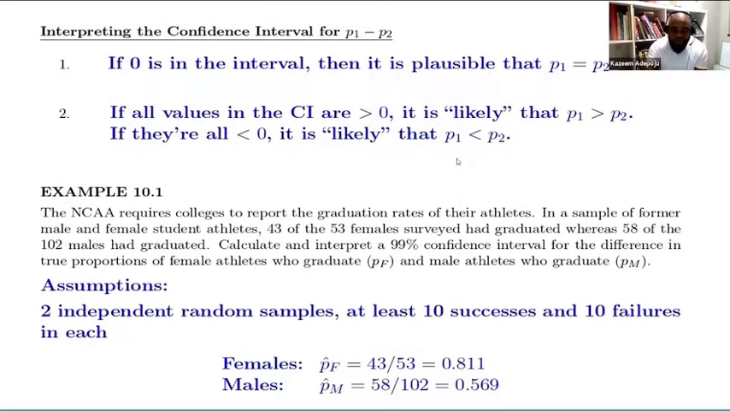Okay, thank you too. Now we want to go into an example. The NCAA requires colleges to report the graduation rate of their athletes. In a sample of former male and female student athletes, 43 of the 53 females surveyed had graduated. I need you to take a look at this. This is actually talking about some college students who also do sports.